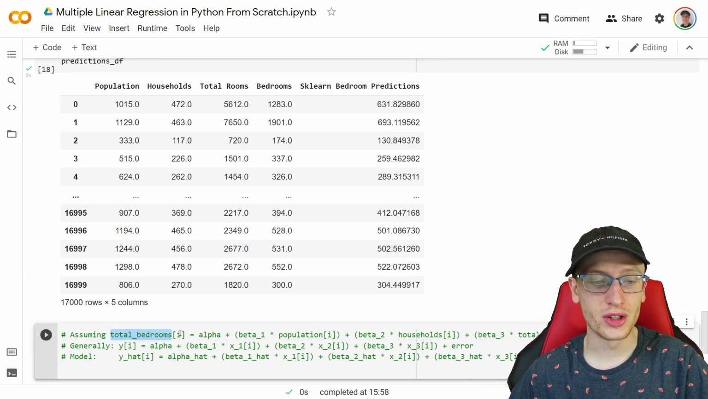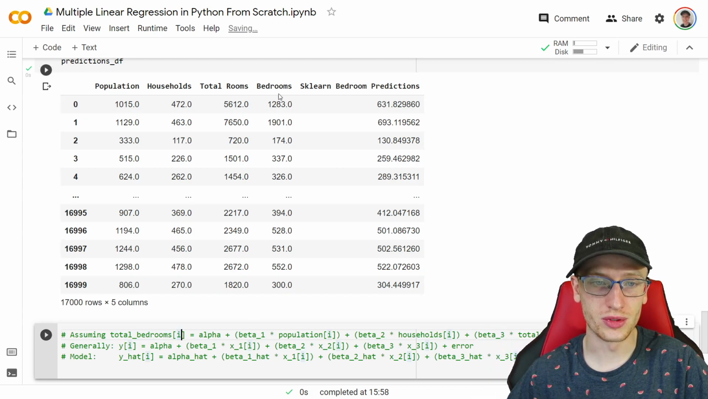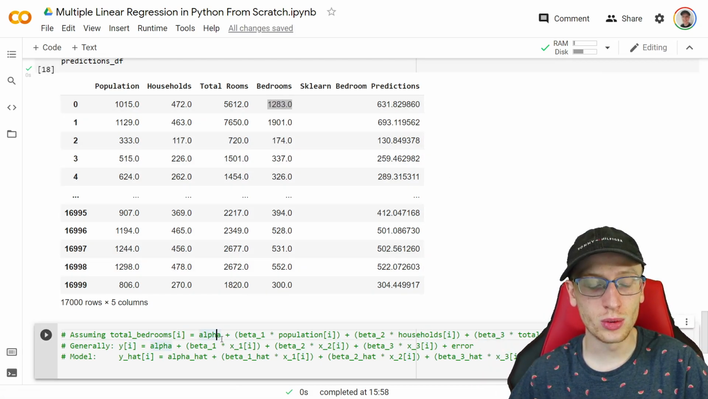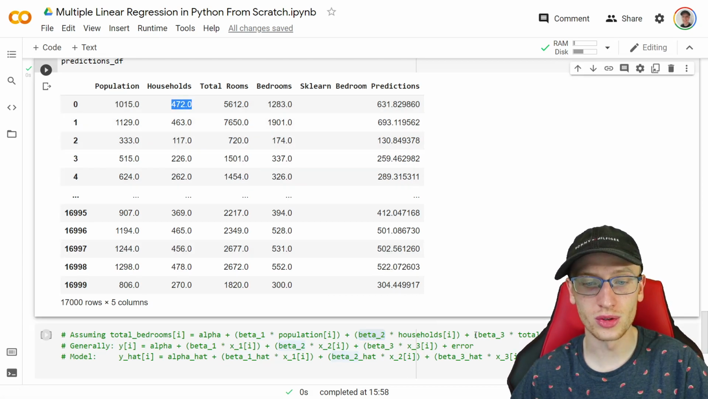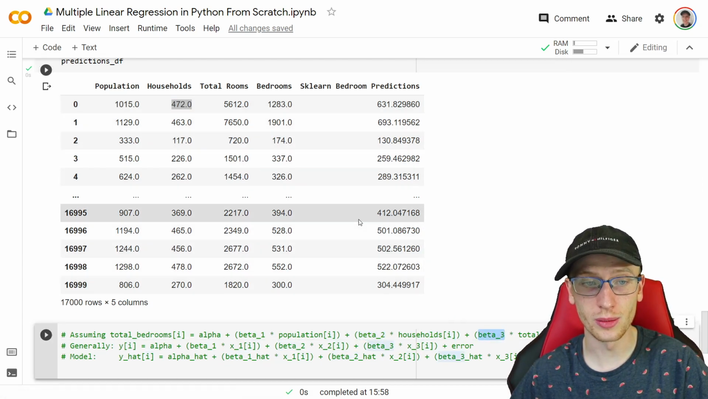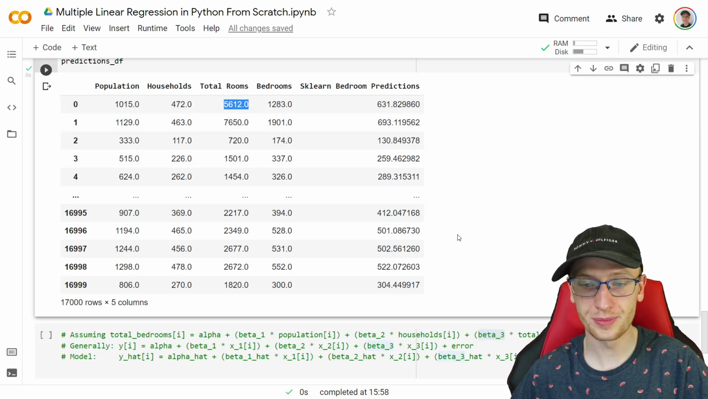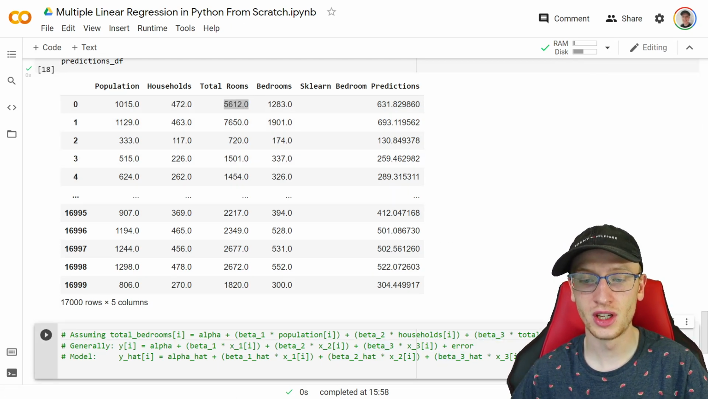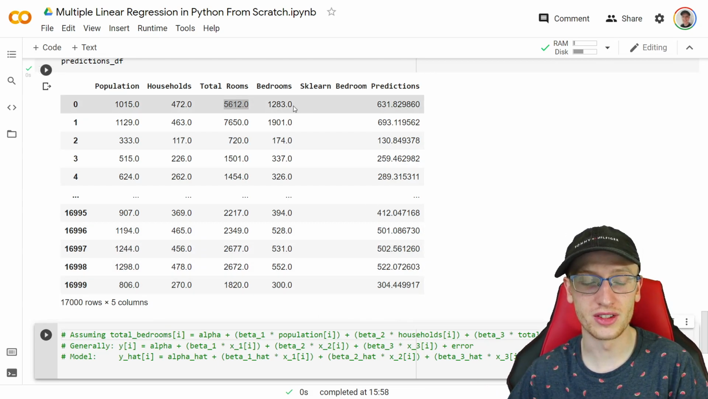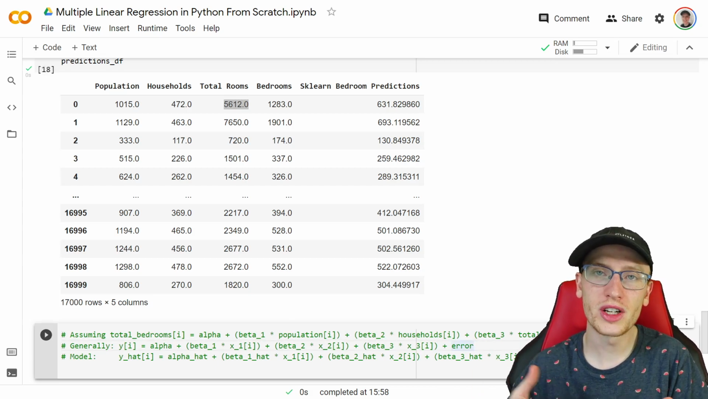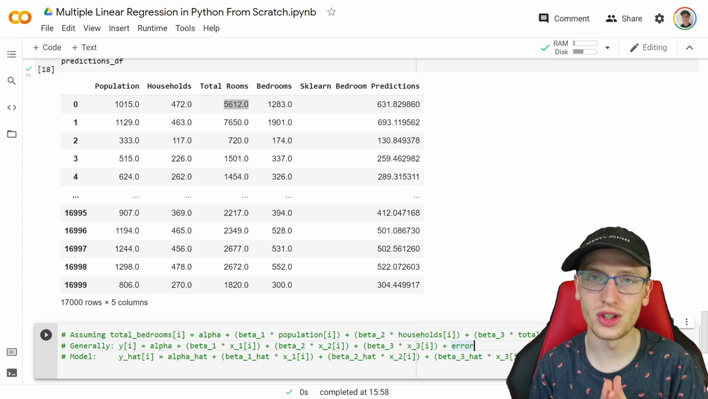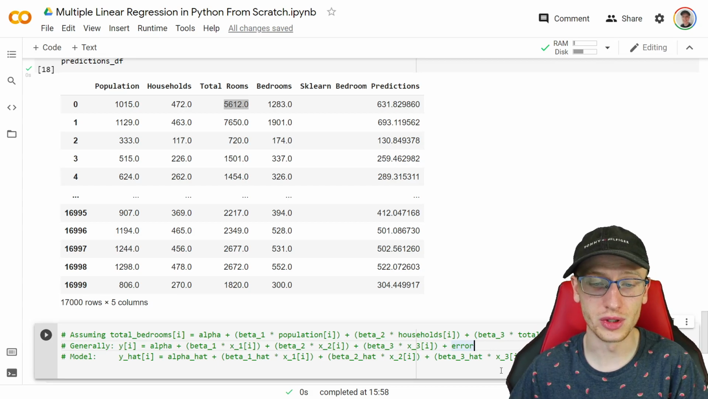We're assuming that total bedrooms sub i, so the ith total bedrooms value, is equal to alpha plus some slope beta 1 times the associated population value plus beta 2 times the households value, households sub i, plus beta 3, some third slope, times total rooms, plus an error. That's what we're assuming total bedrooms sub i is actually equal to. Remember, there's going to be some extra error there, and so I said plus error. But we don't actually want to model the error. When we're trying to make a function that predicts well, we don't really want to have that included.